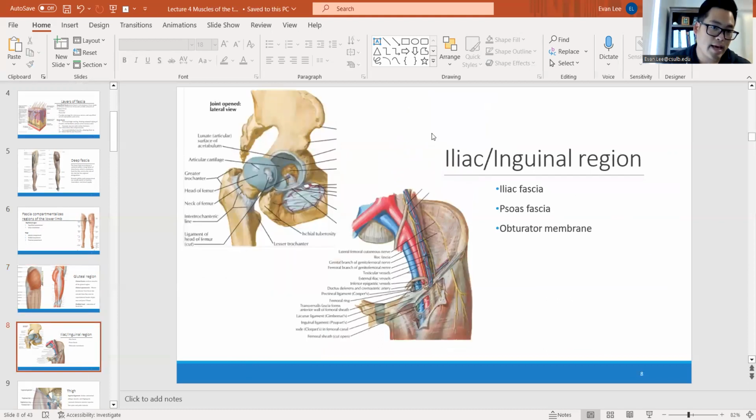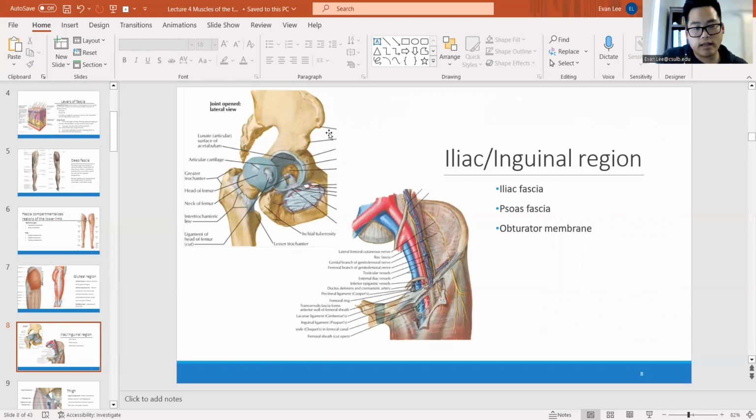Now, on the anterior side of the hip, there's also another region called the iliac or inguinal region. And the word inguinal we'll hear at least a few times, and inguinal is going to indicate the groin region, but iliac hopefully also sounds familiar because that's one of your major coxal bones, this big region up here. So when you look at the iliac or inguinal region, there are a few things to look at.